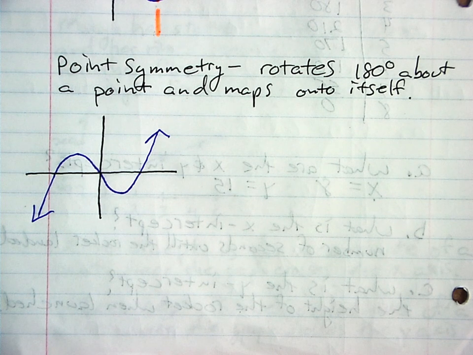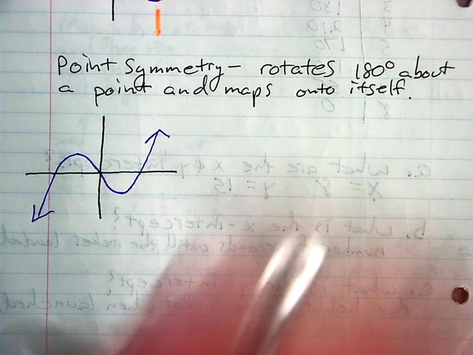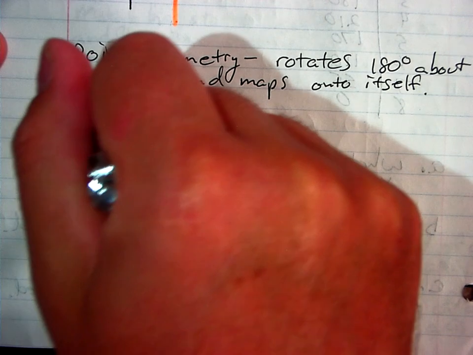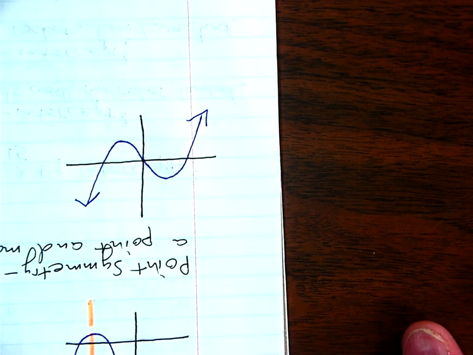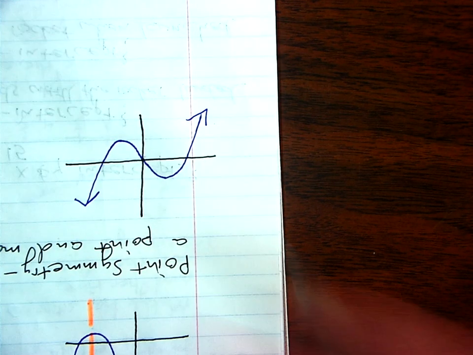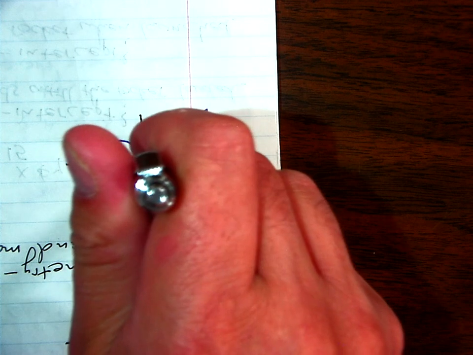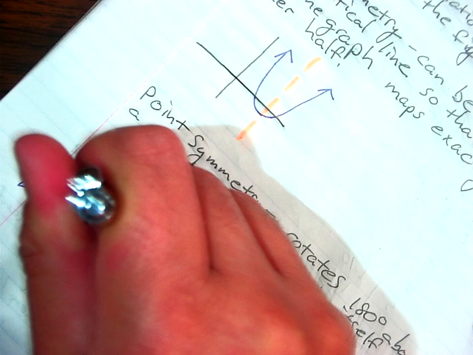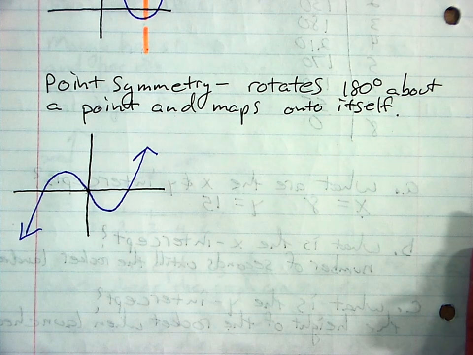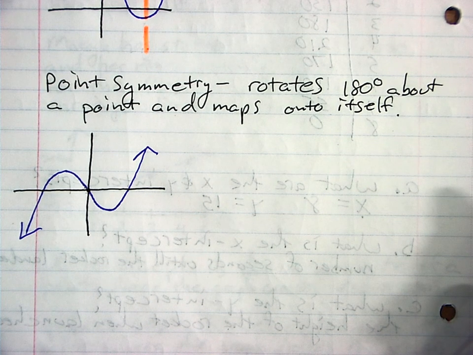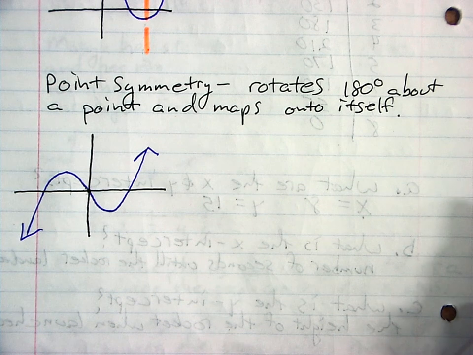So what it means by point symmetry is if I put my pen right here in the center at the origin and I spin it 180 degrees, does the graph look any different than what I started? Nope, it's the same exact thing. I'll prove it to you again. If I spin it like this, 180 degrees, it's exactly the same. That's all that means by point symmetry. It must be 180 degrees.